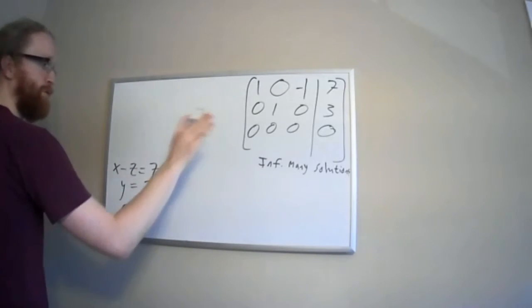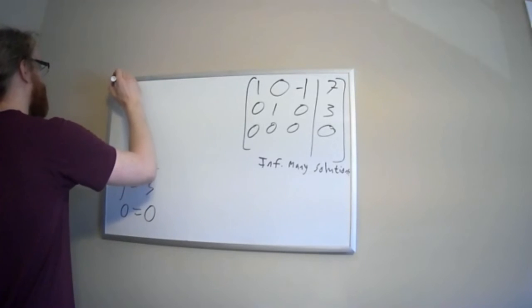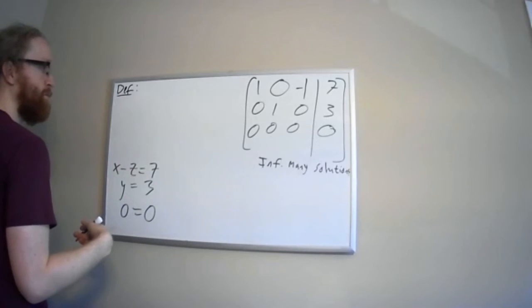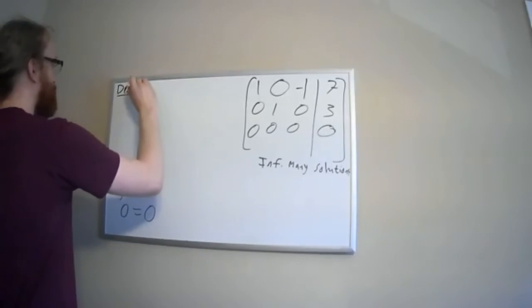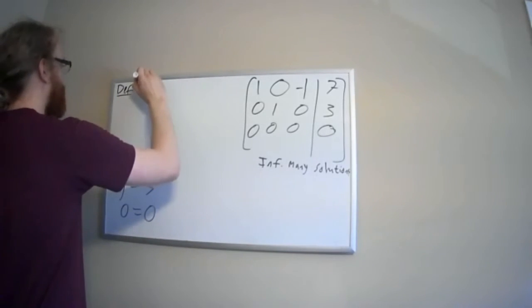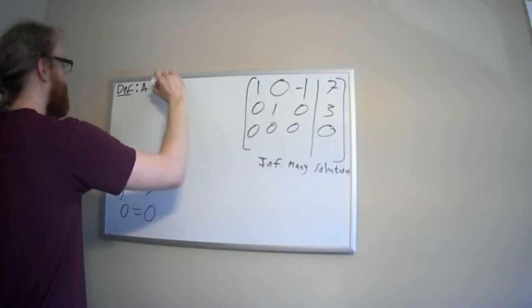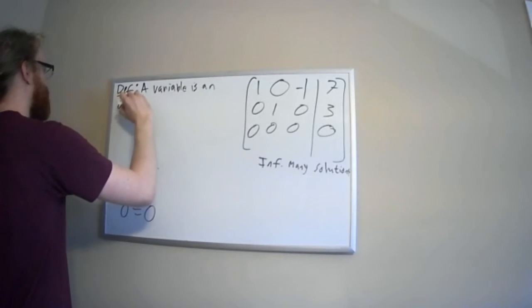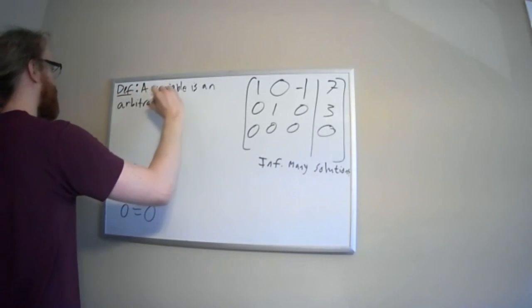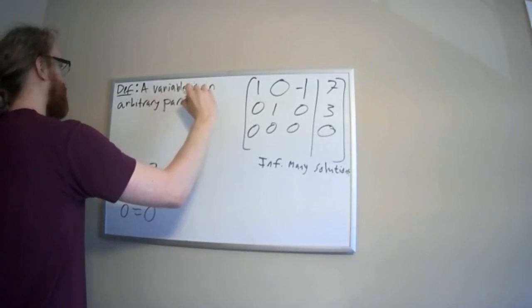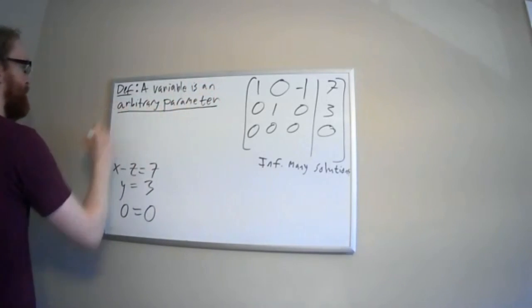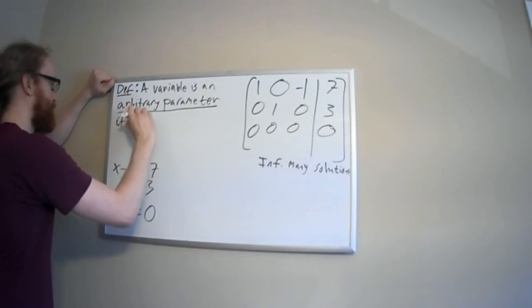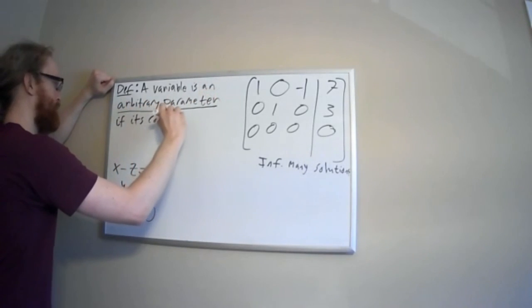Let's see. So this is our final matrix. Let me give you another definition here. Some terminology that we'll use, and this will show up on activity 5.3b. So the word I'm defining here is arbitrary parameter. This is what your book calls these. A variable is an arbitrary parameter if its column does not have a leading one in it.